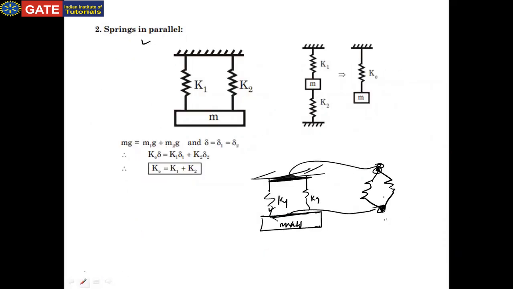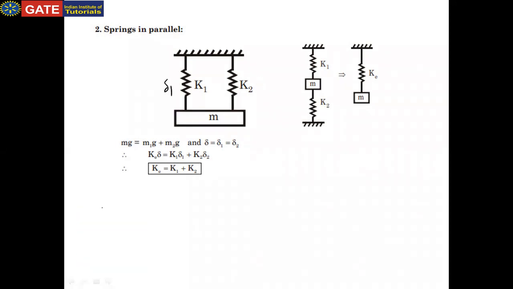Now, how to solve parallel? It's very common, very simple also. Whatever the deflection you may get here, the same deflection you may get here also, if it is balanced. This mass is balanced. So whatever the deformation or deflection you may get here, same. So now how to derive this?